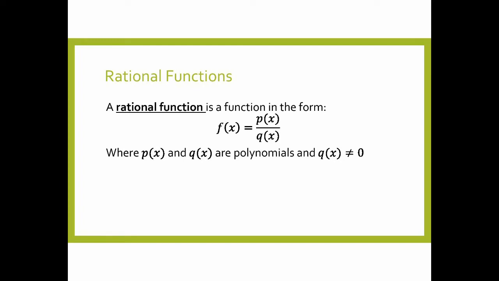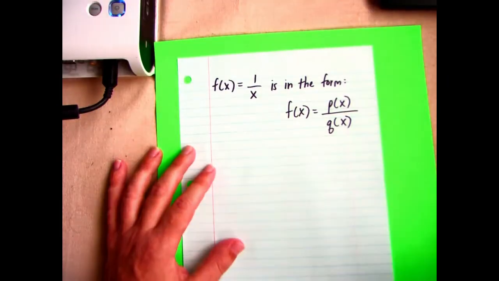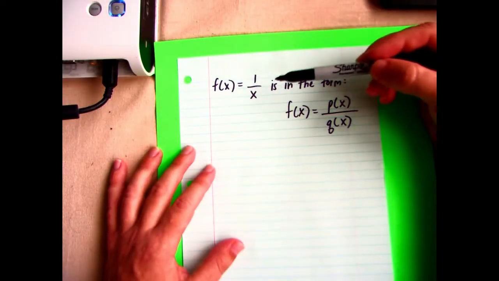It is a special kind of function called a rational function. It's in the form p of x over q of x, where p of x and q of x are both polynomials, and q of x cannot be 0.